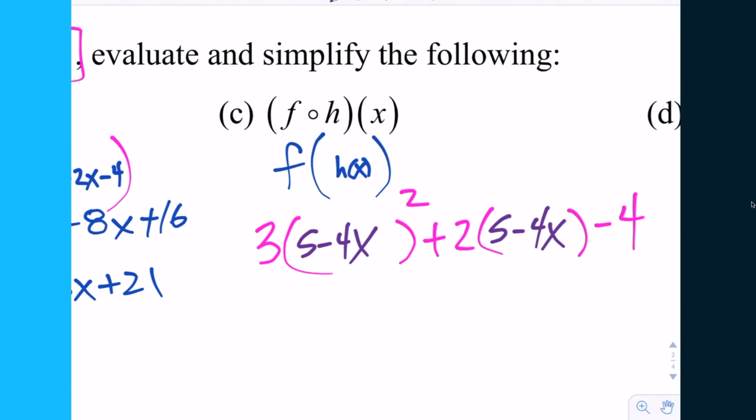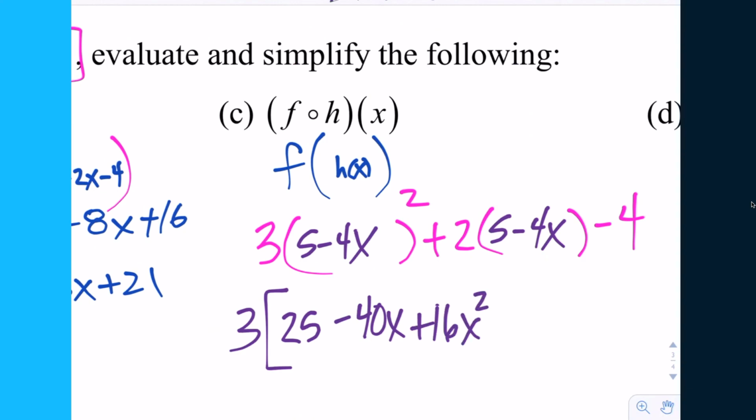I have 3 times the quantity squared. Do you remember I told you the other day how we're going to quickly square a binomial? You don't want to just square the first and square the second, and you don't want to have to go off to the side and write them side by side and FOIL it. So square, multiply, double, square. Remember that? So if we square 5, we get 25. You multiply and you get negative 20x, and double it to get negative 40x. And then you square the last. Negative 4x times negative 4x is positive 16x squared.